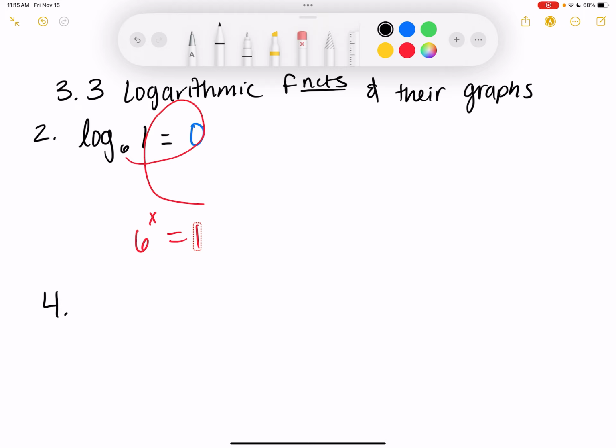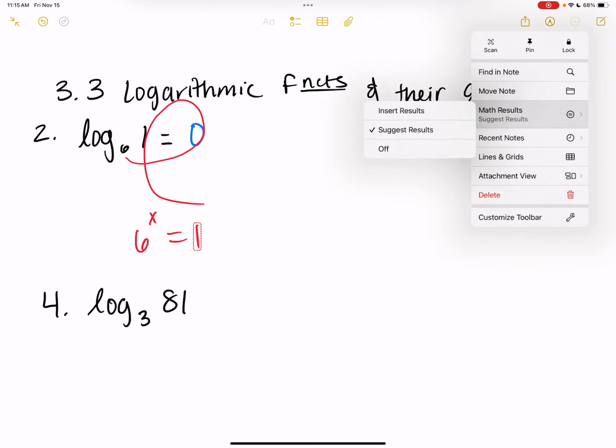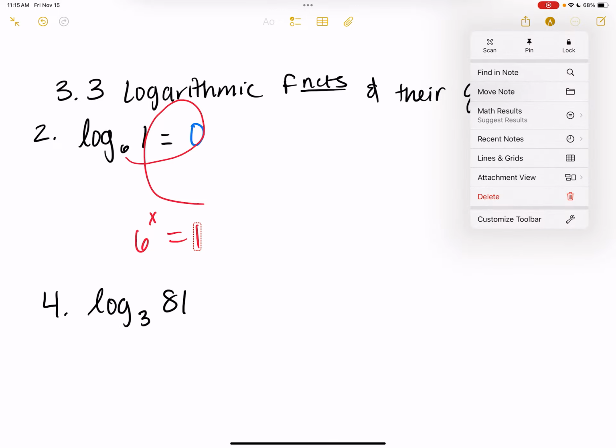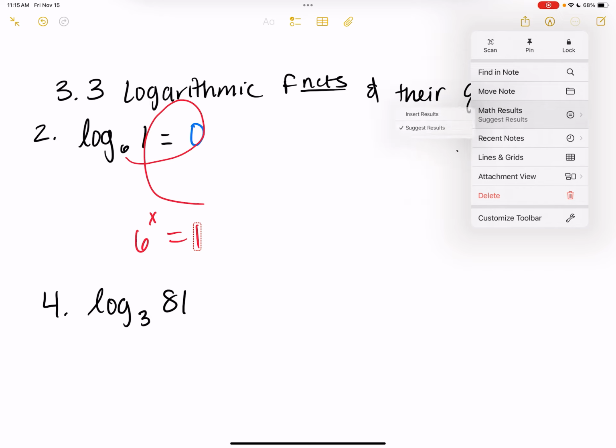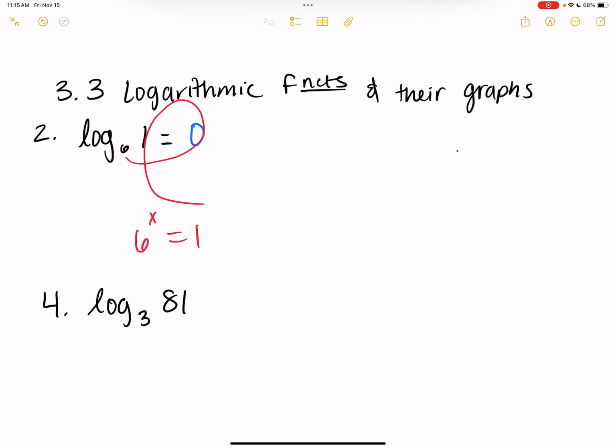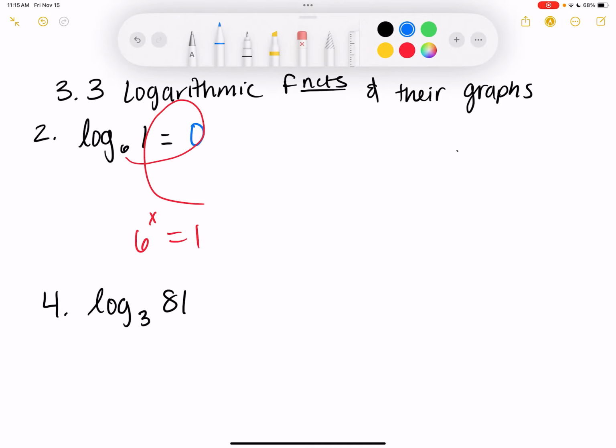Number 4 is log base 3 of 81. Anytime I have something like this, I want to see if I can rewrite something to be able to solve it. So is there a way that I can rewrite 81 in terms of 3?